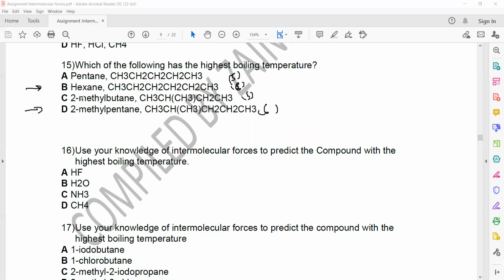But when we compare B with D, this one does not have any branch, and boiling temperature is inversely proportional to the number of branches. So this has fewer or no branches, so the boiling temperature will be higher, so B is the right answer. Is this question clear?